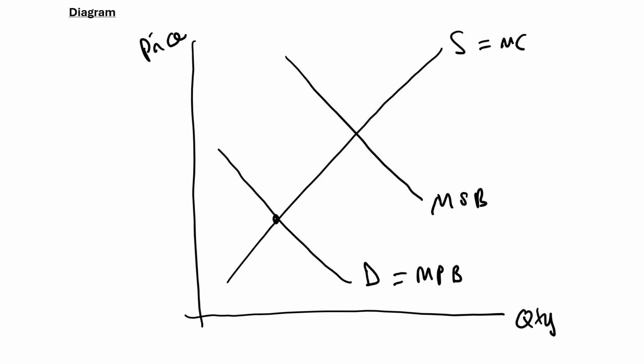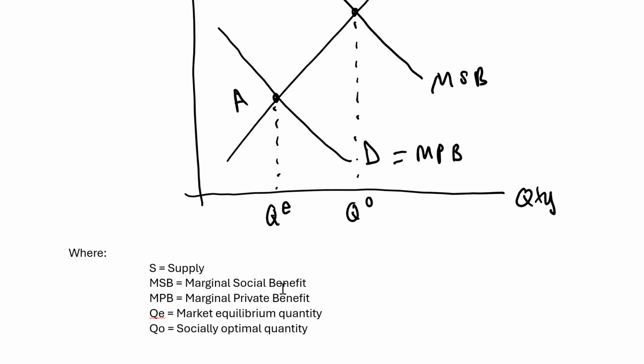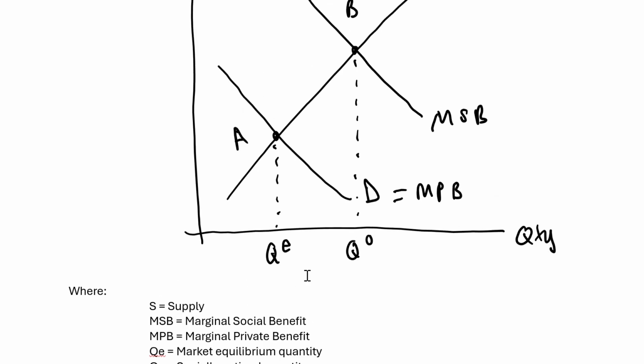And if we leave it to the free market, we're going to end up at point A, which, if we go down to the quantity of consumption, is QE. We'll call that the market equilibrium. And ideally where we want to be is at point B, over here, which we'll call QO, the socially optimal quantity. So if we go down here, I've got the definitions of all the different points.